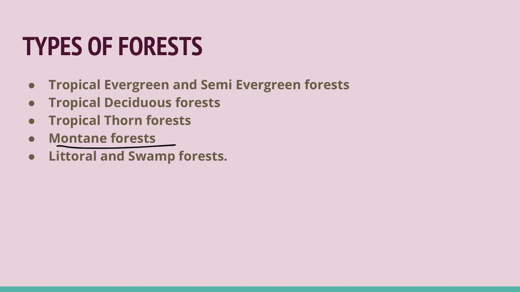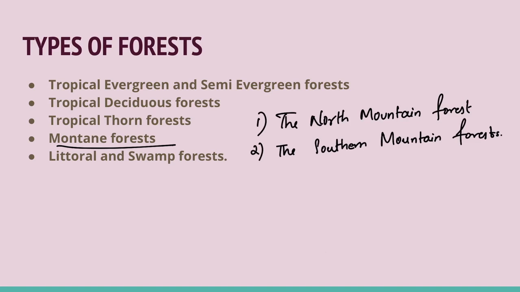Montane forest. In mountainous areas, the decrease in temperature with increasing altitude leads to a corresponding change in natural vegetation. Mountain forests can be classified into 2 types: the Northern Mountain Forest and the Southern Mountain Forest. The Himalayan ranges show a succession of vegetation from the tropical to the tundra, which changes with the altitude. Deciduous forests are found in the foothills of the Himalayas.